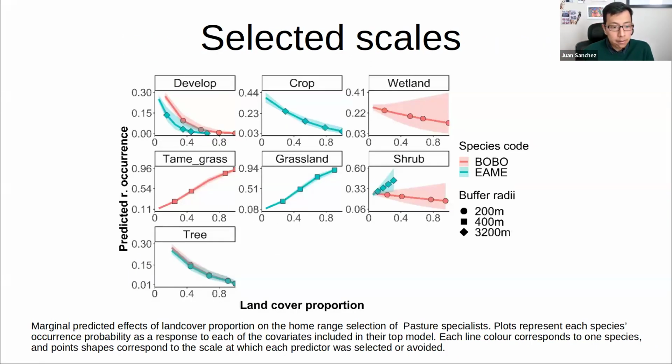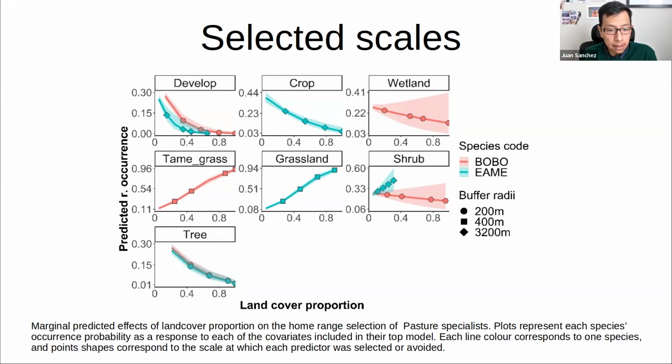So this is an example of the complete model for two species, the bobolink and the eastern meadowlark, that were part of the pasture specialist group. In this graph, I use marginal predictions of the land cover influence on these birds. What this means is that I model the interaction of the species with each land cover, but keeping all other land covers at a constant value, like a mean value. So I only saw changes in the interaction of the species for each land cover.